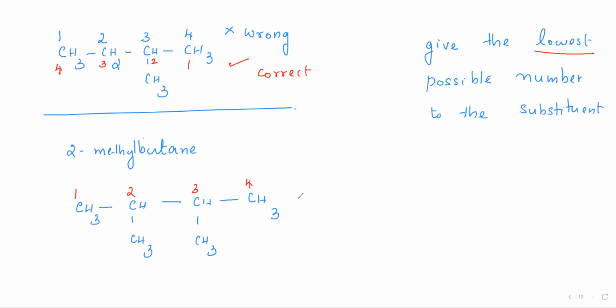1, 2, 3, 4. Even if you go from right to left, 1, 2, 3, 4 does not make any difference. The methyl groups are present on the second and the third position respectively, whichever numbering you select. So both ways of numbering are correct. And here the name of the compound is 2, 3 dimethyl butane.